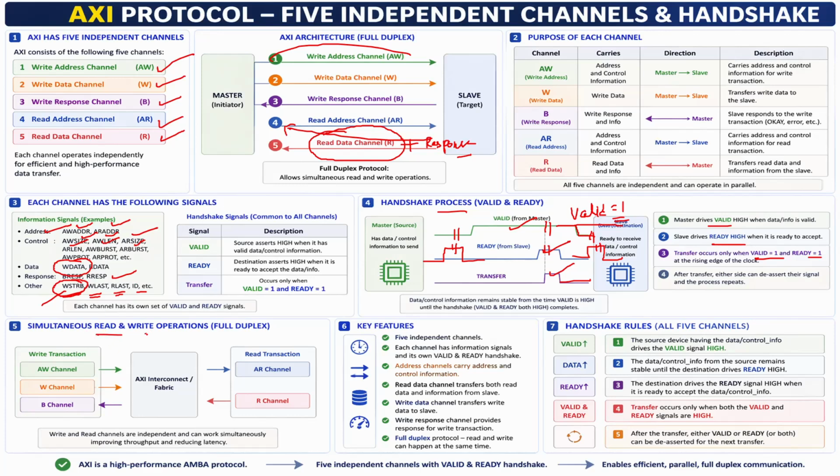So simultaneous read and write operations. AXI is full duplex. Full duplex means I am communicating with you and you are also communicating with me at a time. Okay, so that is full duplex transfer, like a mobile phone. On our mobile phone, we are talking to each other. I am transferring the data, and you are also talking with me at the same time.